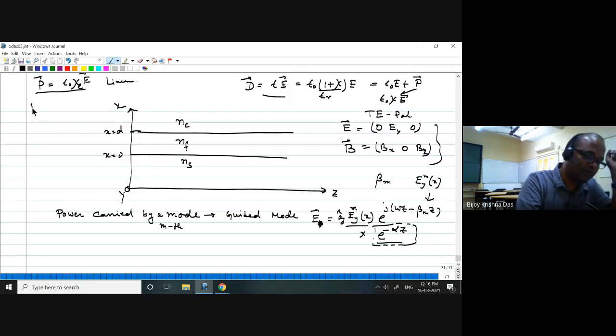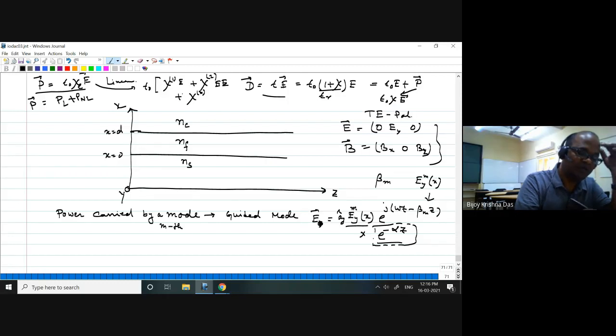But most of the time this polarization will have P linear plus P nonlinear. So sometimes this will be expressed as epsilon 0 times chi 1 E plus chi 2 EE plus chi 3 EEE, something like that. You are expanding the polarization as a function of electric field in a Taylor series. So these are the differential coefficients: first order differential coefficient, second order differential coefficient, and so on.